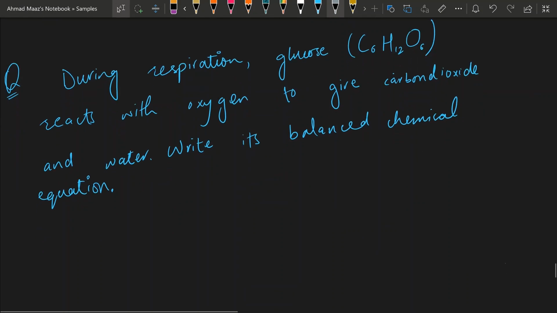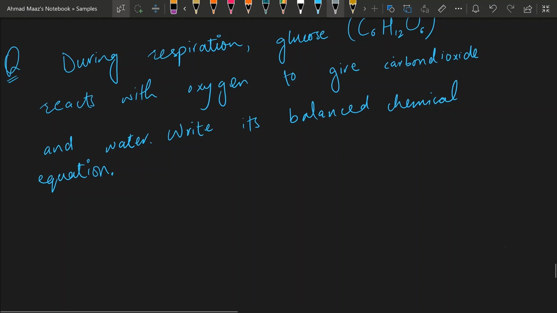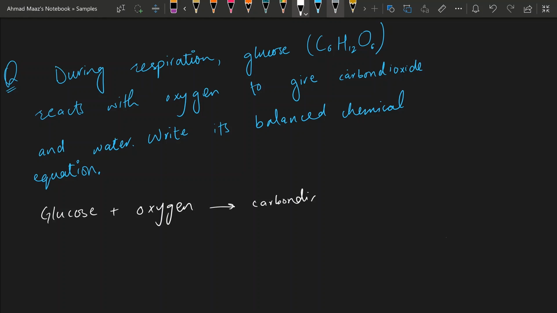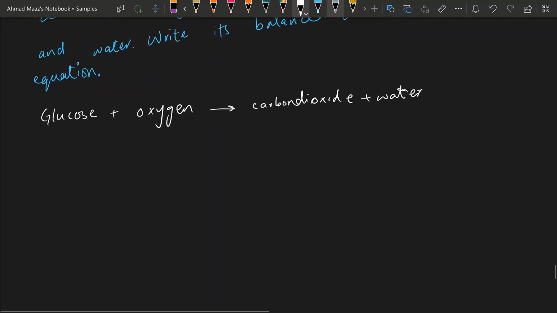Here's another question. During respiration, glucose reacts with oxygen to give carbon dioxide and water. Write down the balanced chemical equation. I would like to write down its word equation first so that you learn how to interpret the question. Glucose plus oxygen gives carbon dioxide and water. Alright, so this is the word equation.